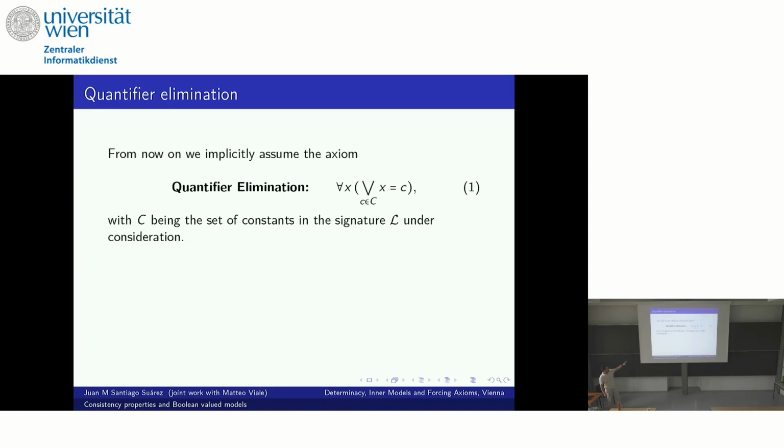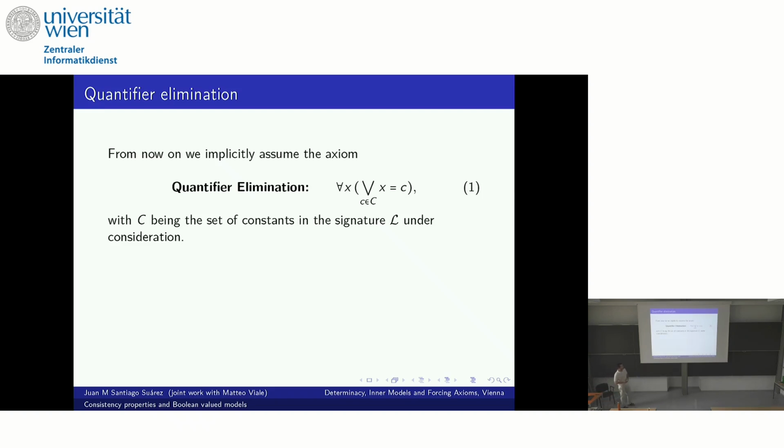It will be very convenient to work with what we call the quantifier elimination axiom for set theoretic purposes. And this axiom simply says that if you have a language with a set of constants, you can write an axiom saying every element in every model has to be the interpretation of some of these constants.